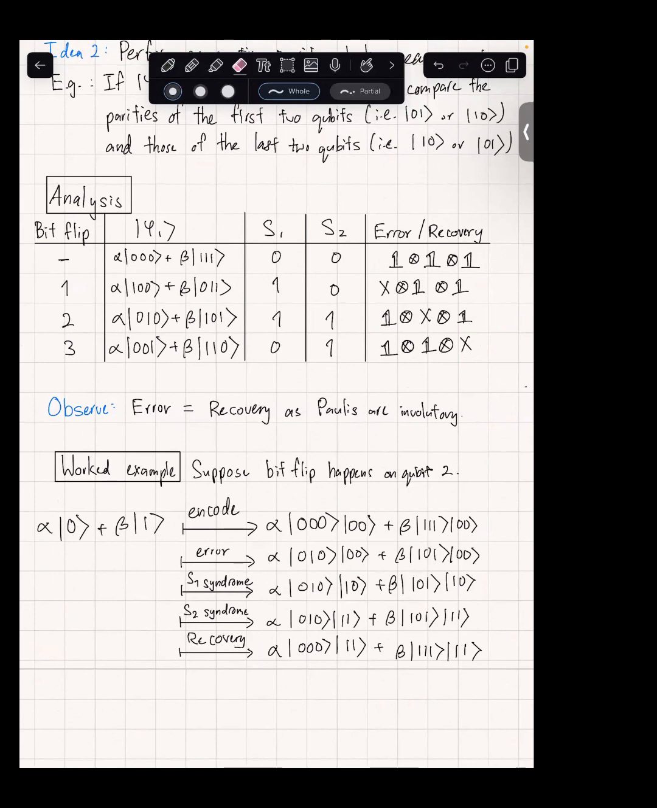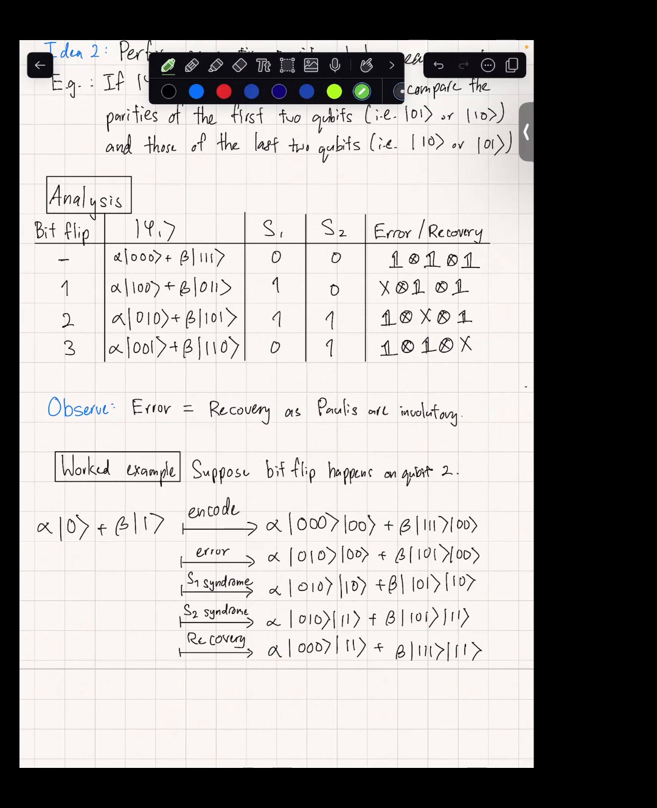Similarly, we can also check that the rest of the cases are correct. For the case where the first qubit was flipped, we would get a syndrome measurement of 1, 0. And that corresponds to an error of X tensored with identity, tensored with identity. Same thing with the third qubit, which gives us a syndrome measurement of 0, 1. And the error is identity tensored with identity, tensored with X.